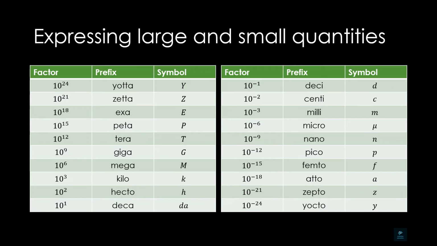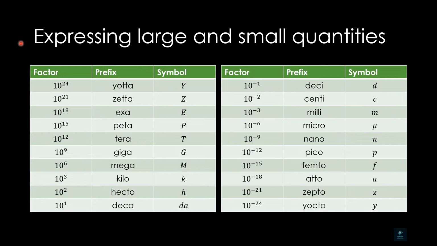If we want to express very large or very small quantities in terms of base quantities, we can do that as follows. 10 times the base quantity is expressed as deca, 100 times the base quantity is expressed as hecto, 1000 times the base quantity is expressed as kilo, 10 to the power 6 times as mega, 10 to the power 9 times as giga, 10 to the power 12 times as tera, 10 to the power 15 times as peta, 10 to the power 18 times as exa, 10 to the power 21 times as zetta, 10 to the power 24 times as yotta.